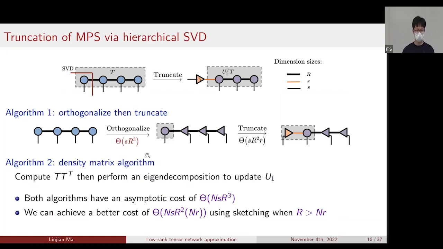Next, I'll show that we can use some randomization techniques to reduce the cost to n times S R squared times n times small r. We can see that when small r is much smaller than big R, and especially when big R is greater than n times small r, using randomization gives a more efficient algorithm than the standard one. I'll have some detailed explanation later.